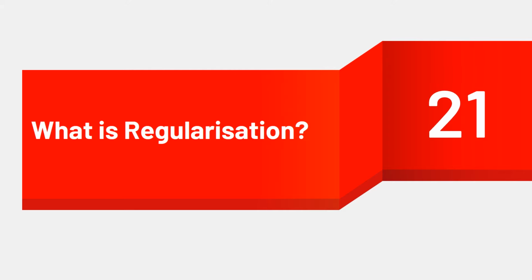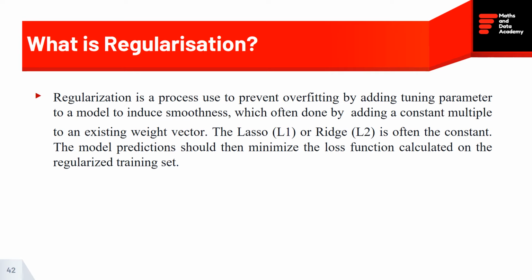What is regularization? Regularization is a process used to prevent overfitting by adding a tuning parameter to a model to induce smoothness, which is often done by adding a constant multiple to an existing weight vector. The lasso, L1, or ridge, L2, is often the constant. The model predictions should then minimize the loss function calculated on the regularized training set.